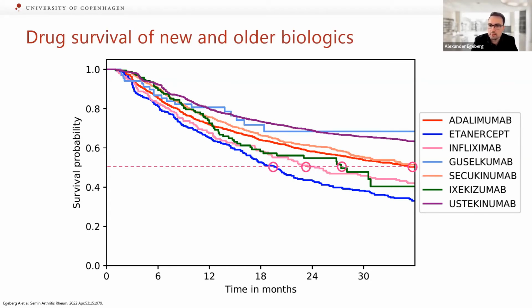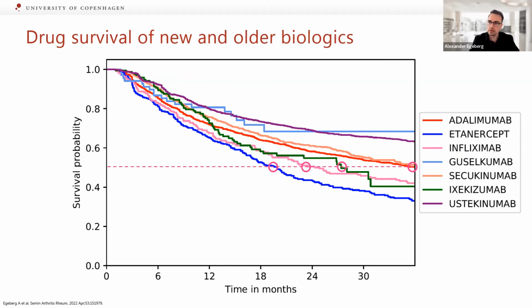So what does this mean? Does this mean that etanercept automatically performs worse than adalimumab in this study? Well, we need to remember here that this is not a randomized trial. Some patients have tried 1 biologic before, some have tried 5 biologics before. Some are men, some are women, some have comorbidity. And all of this we, of course, need to consider as well.